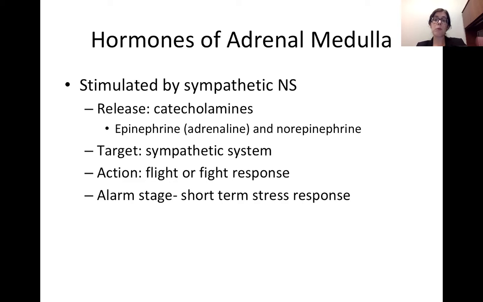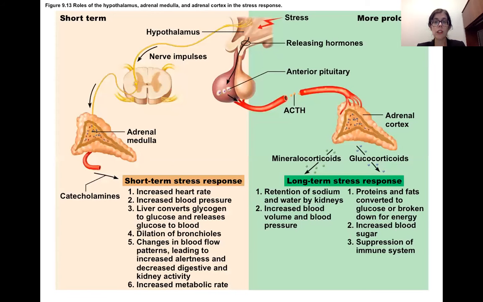And this works with it to prolong the effect of our fight or flight response, but is still part of that alarm stage or the short-term stress response. So let's look at them side by side.